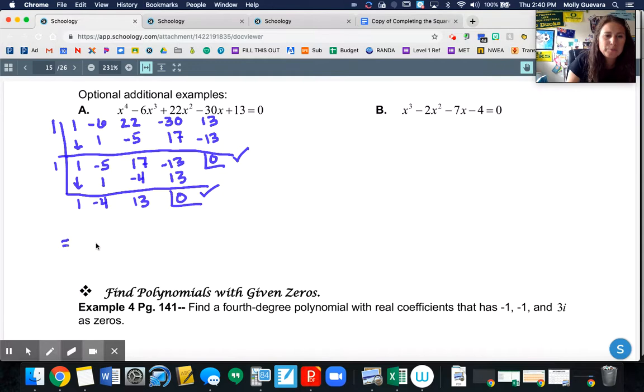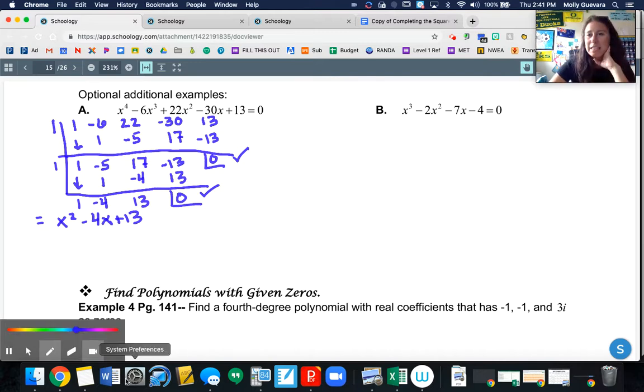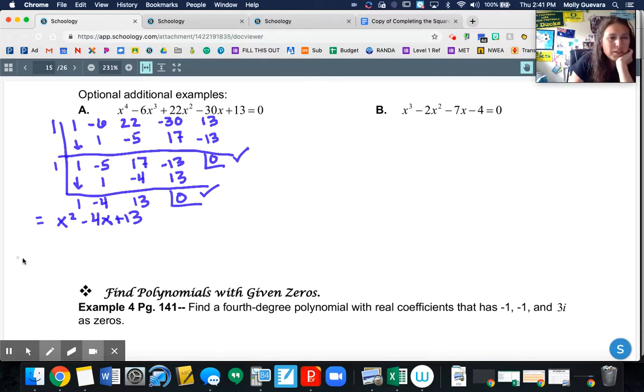Okay, so here I'm left with, I started with x to the 4th, but I divided once, so I got x to the 3rd, and then I divided again, so I got x squared. So I get 1x squared minus 4x plus 13. And what really sucks about this one is that it's not factorable. So I'm going to have to use quadratic formula to solve it. And that's okay. Quadratic formula should be super quick for us now at this point.